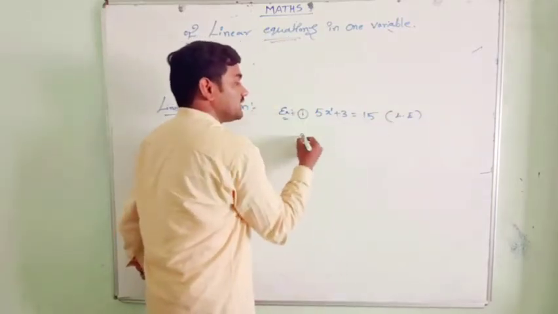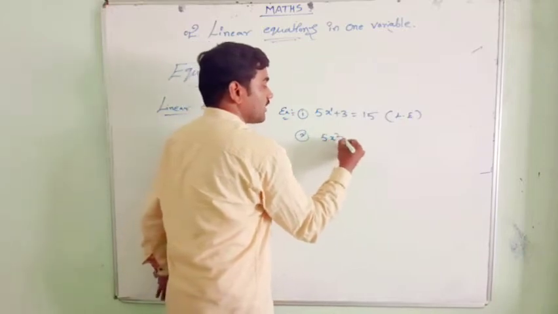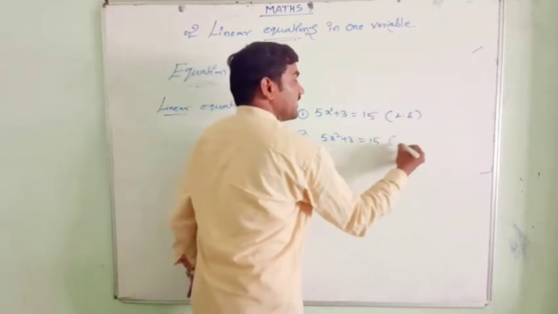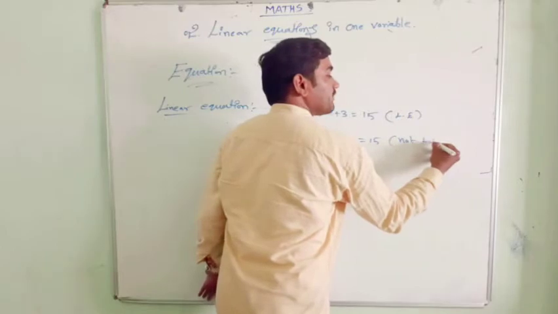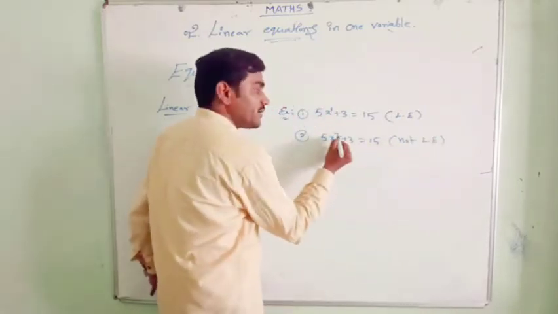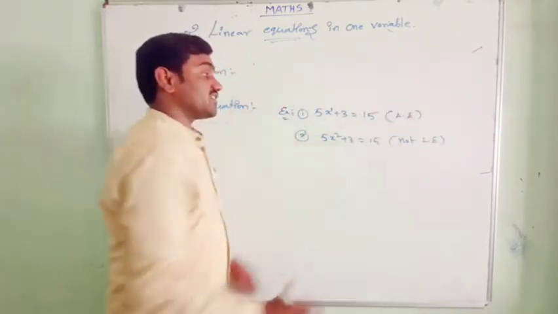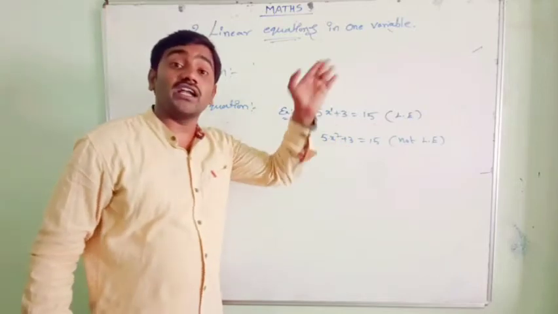So let me write the second one. Suppose 5x² + 3 = 15. It is not a linear equation because here the power of the variable is 2. We can say this is a quadratic equation.